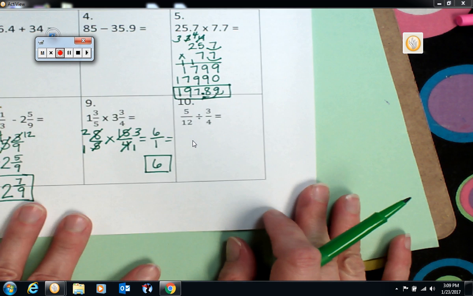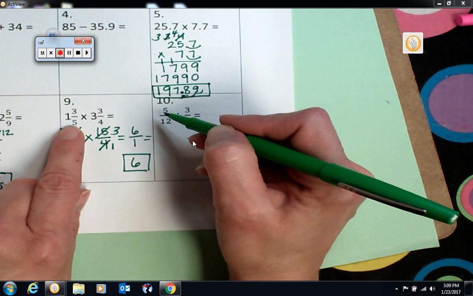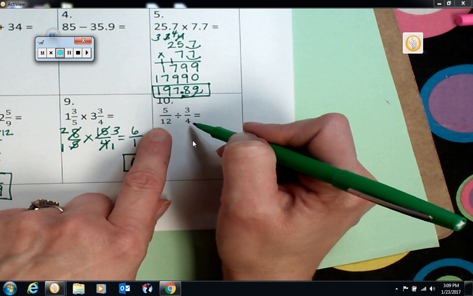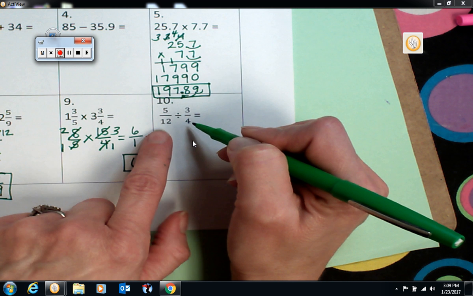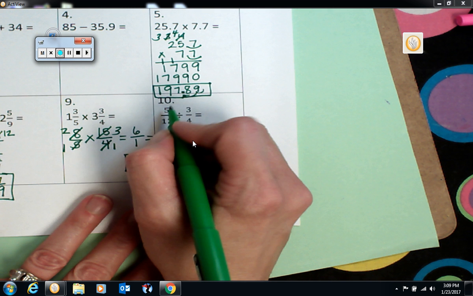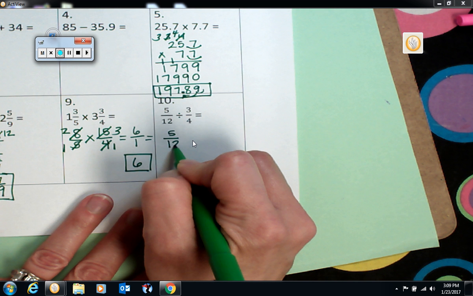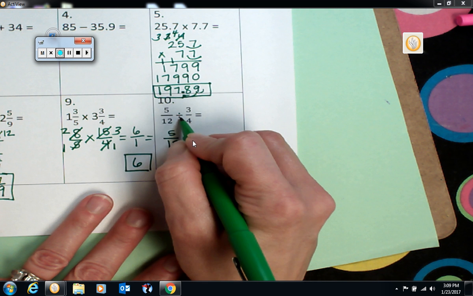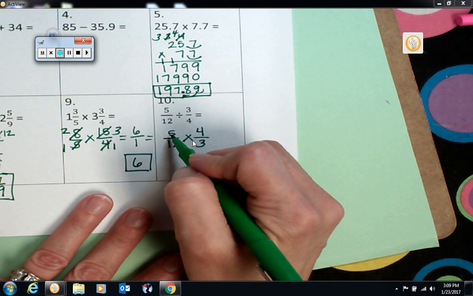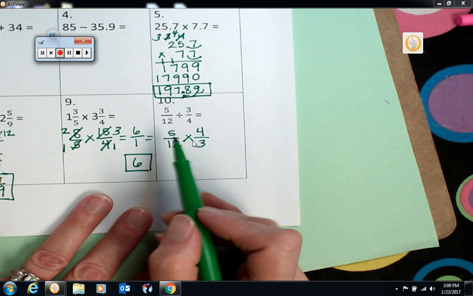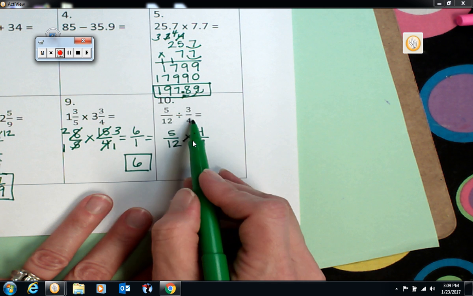Number 10, this one is dividing fractions. If I were to have mixed numbers here, just like I did here, I would have to change them to improper fractions before dividing. But since I don't have any mixed numbers, I can go ahead and divide as it is. So my rule for division is I'm going to keep the first number, which is my dividend, change the symbol to multiplication, and flip my divisor. So we remember that by keep, change, flip. Keep the dividend, change the operation sign to multiplication, and flip the divisor.